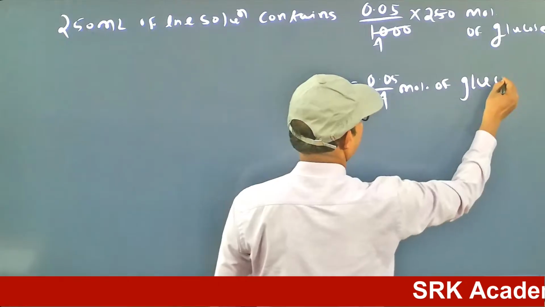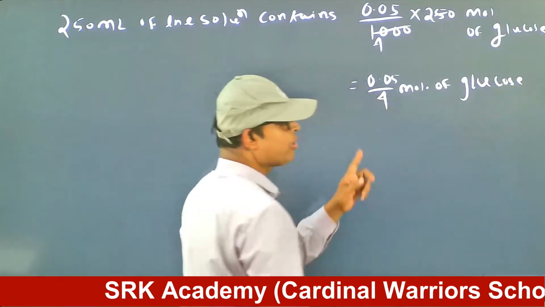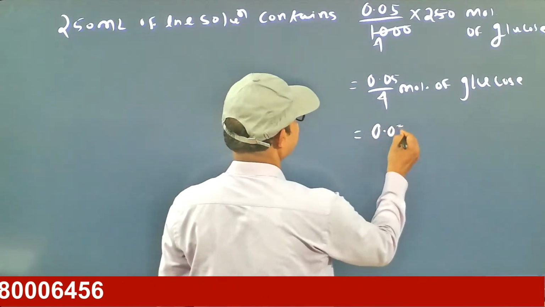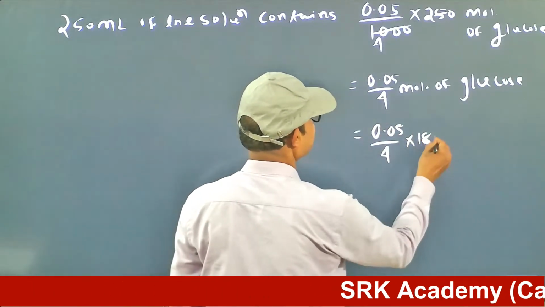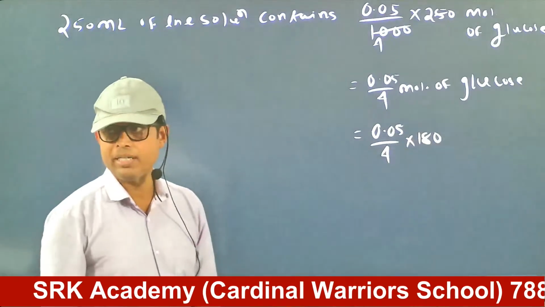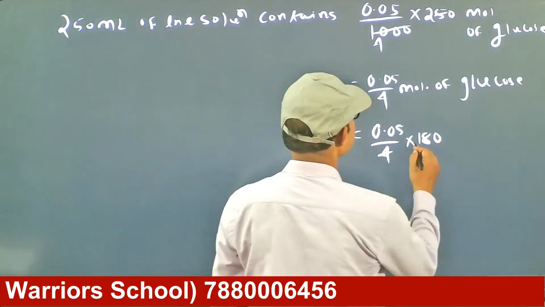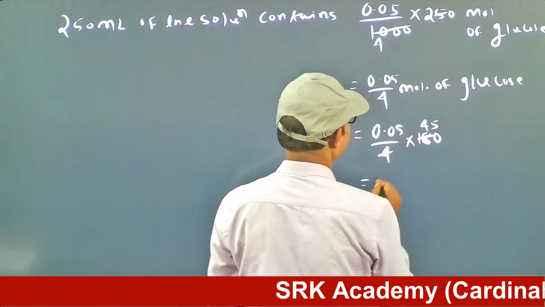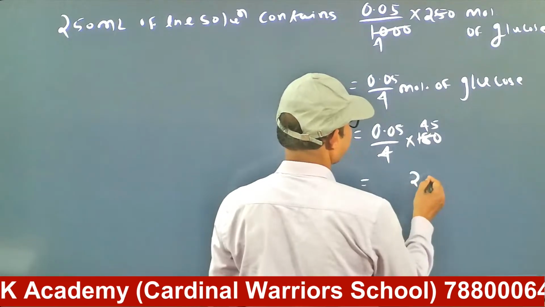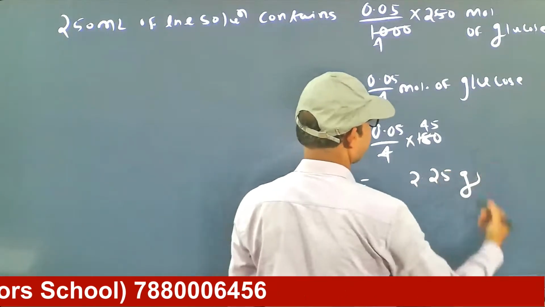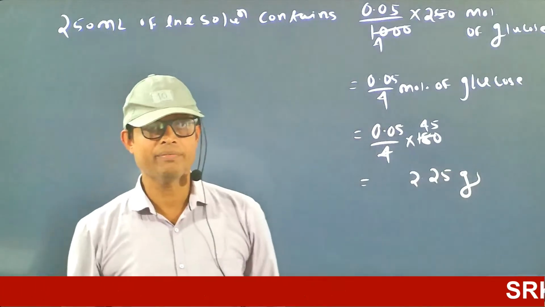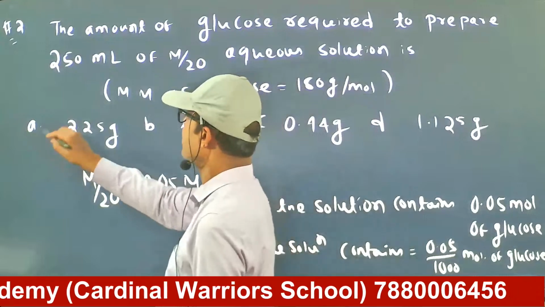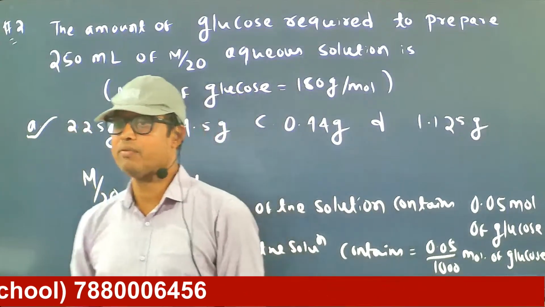And in terms of mass, 1 mole of glucose has a mass equal to its molecular mass. Molecular mass is 180. We multiply this by 180, 0.05 upon 4 into 180. So what is its value? 180 divided by 4 is 45. Yes or no? So 45 is multiplied by 5. This is 225. That is equal to 2.25 gram. Right? So which one is the right option? A is the right option.